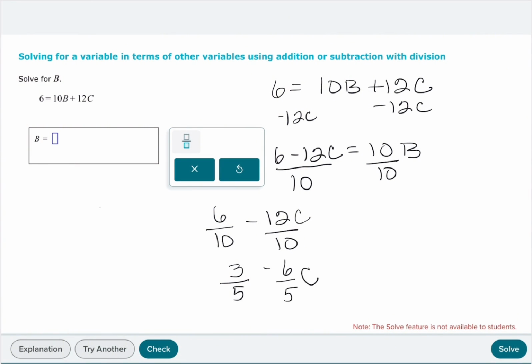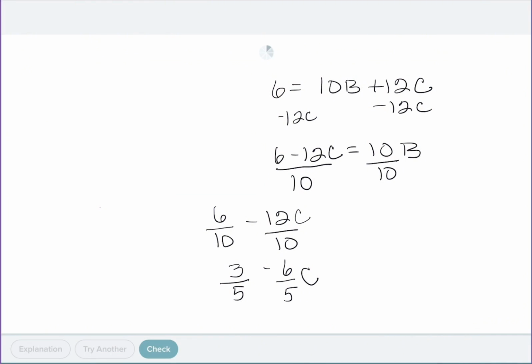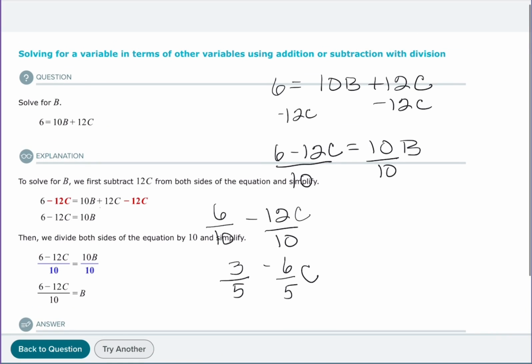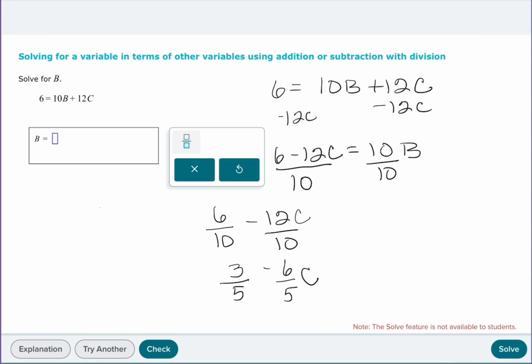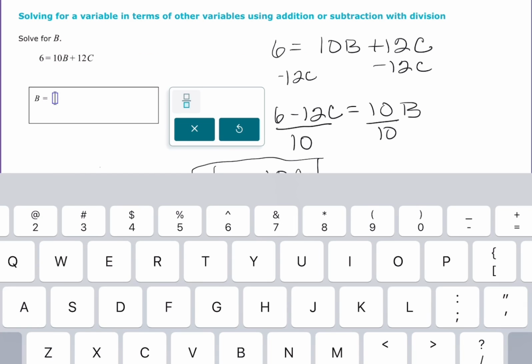Now, I'm not sure how they want this, so I'm going to look at the explanation to see if they want it in this kind of format. Okay, so they don't. So let me go back to the question. So we leave it in this format right here. We don't need to simplify any further. So I'm going to type that in, make it a fraction first. 6 minus 12C over 10.